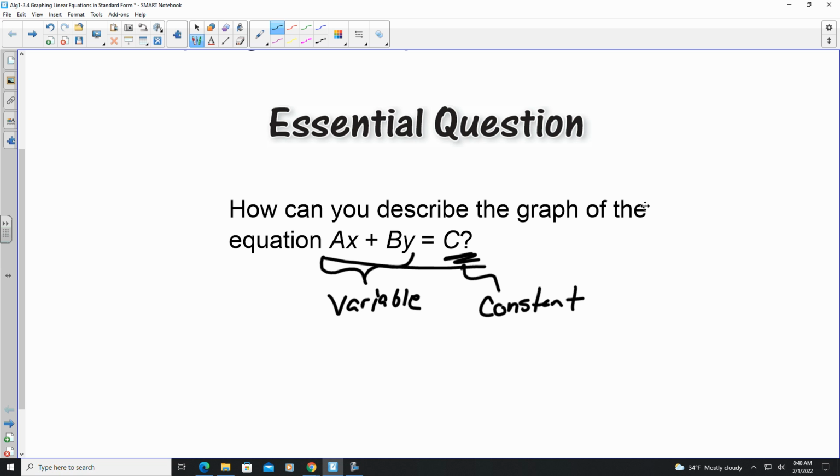So essentially, when you want to place an equation into standard form, you've got to get all your variables on one side and all your non-variables on the other side. And that is what we're going to do in order to get them into standard form.